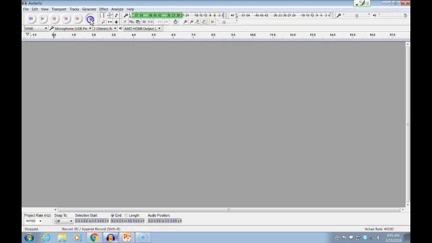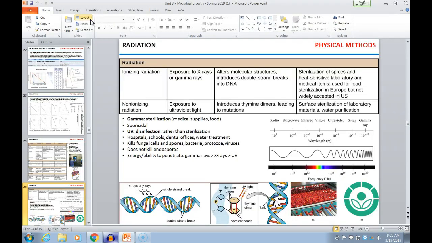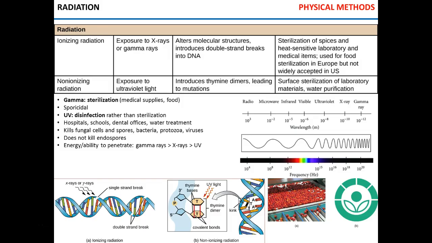Okay, so with that said, if my memory serves me well, I think we finished the temperature-mediated control methods. Did we? Yeah, I think so. So we're going to briefly talk about some other physical methods of the control of microbial growth.